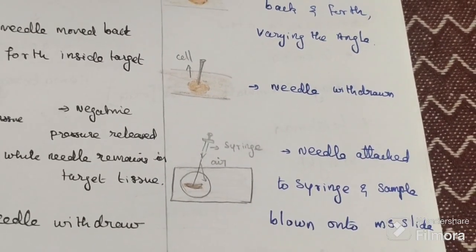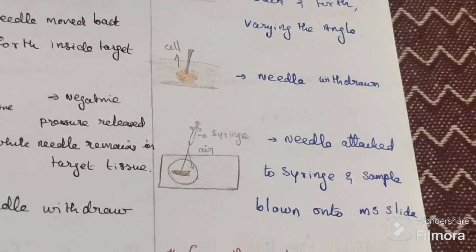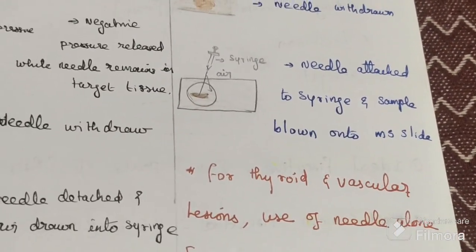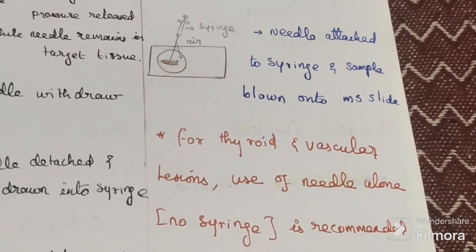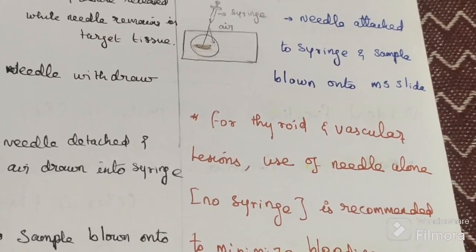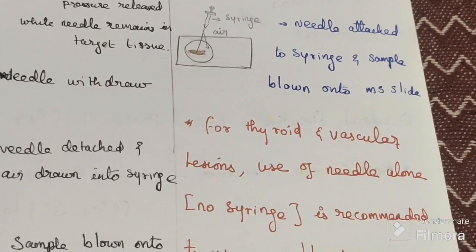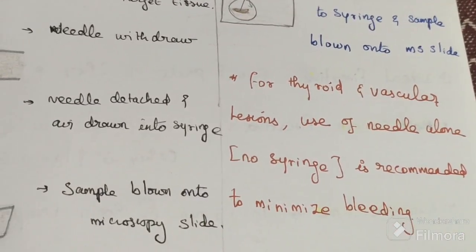This FNB without aspiration further goes to cytological study. This method is mainly used for vascular lesions, for the thyroid, to reduce the bleeding.